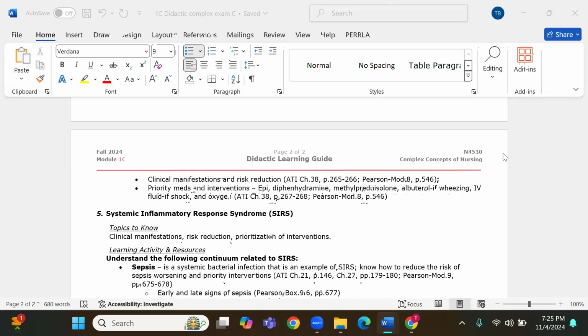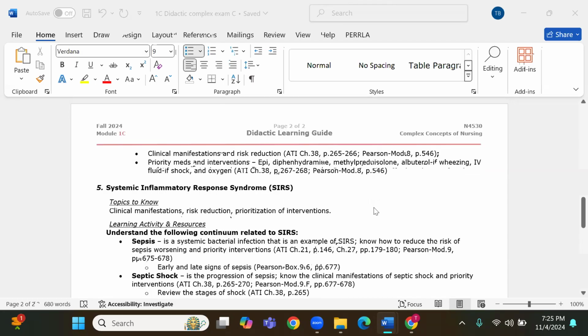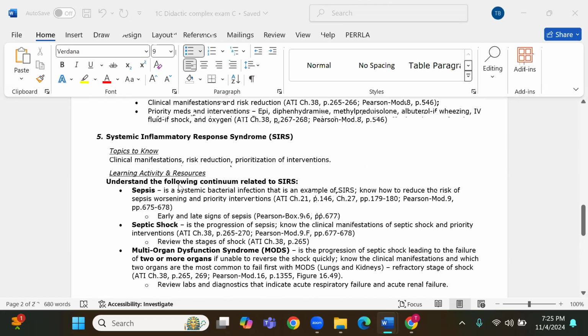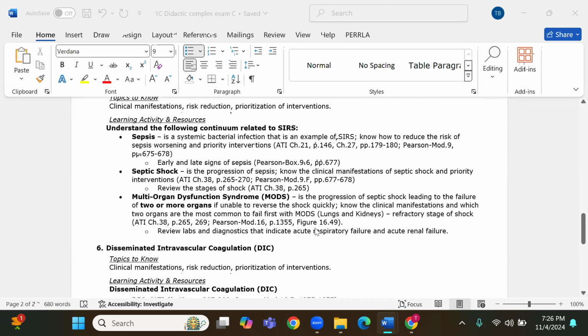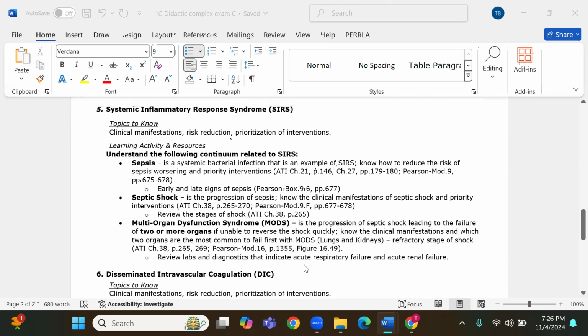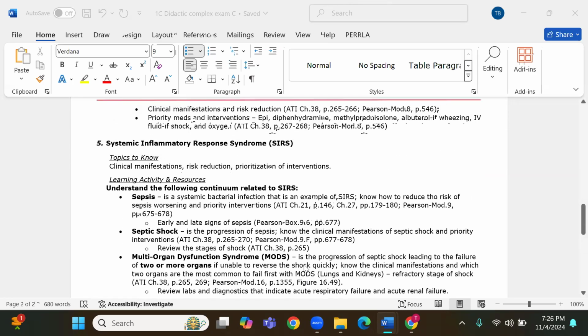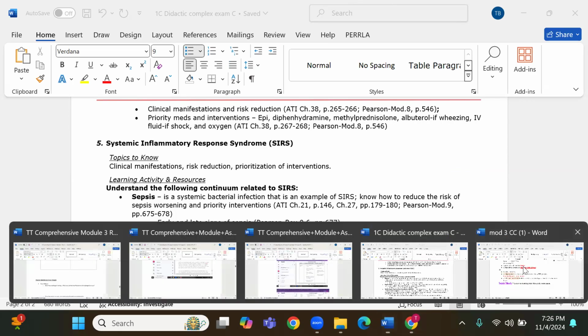Okay, so we had a little question time there, and I want to talk about SIRS, systemic inflammatory response. And I want to talk about sepsis and septic shock and multiple organ dysfunction and DIC. These are all going to be important on your exam, but the reason I want to do them together is because they go together. Let me show you what I mean by that. Let's go here. I'm going to see if I can find it.